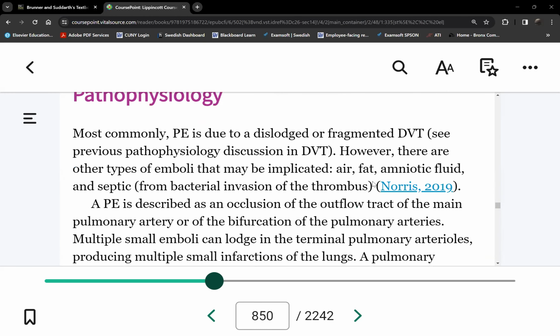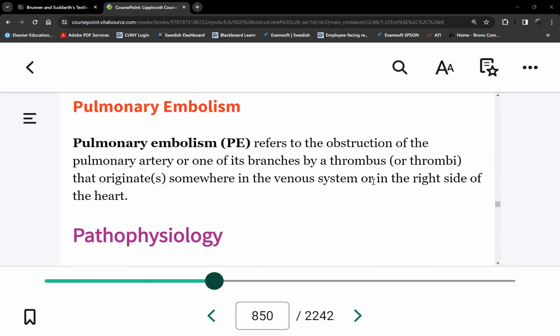So here is pulmonary embolism. Now, this is the obstruction of one or more pulmonary arteries by a blood clot. Now, in any other part of the body, let's review.